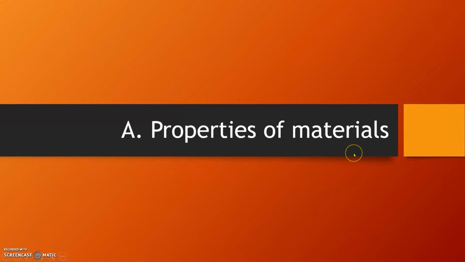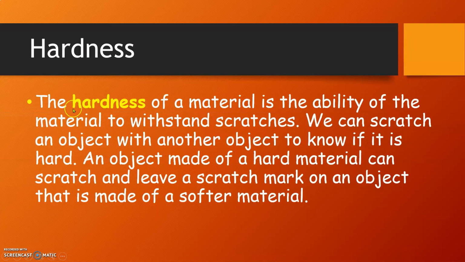Properties of materials. The hardness of a material is the ability of the material to withstand scratches. We can scratch an object with another object to know if it is hard. An object made of a hard material can scratch and leave a scratch mark on an object that is made of a softer material.